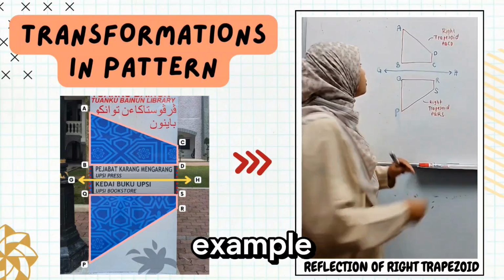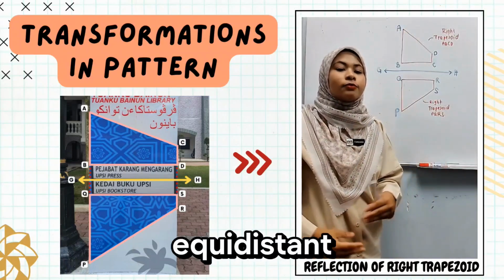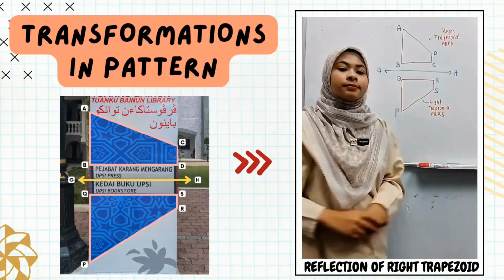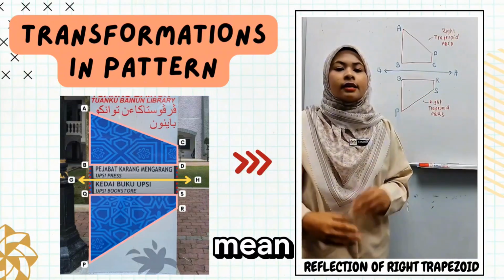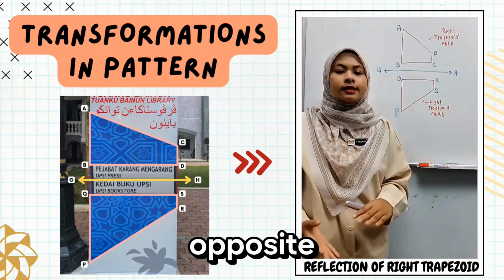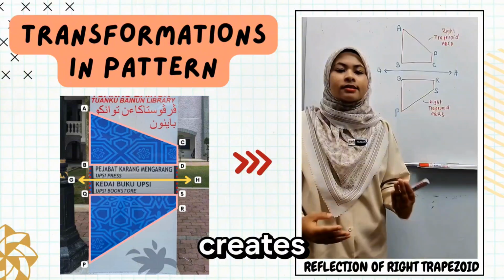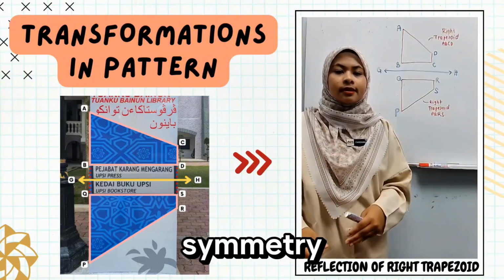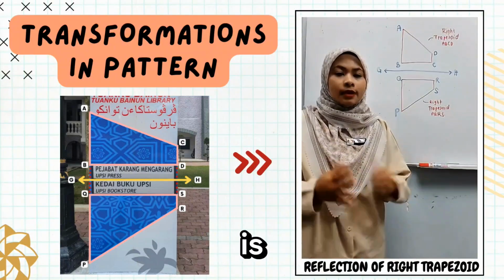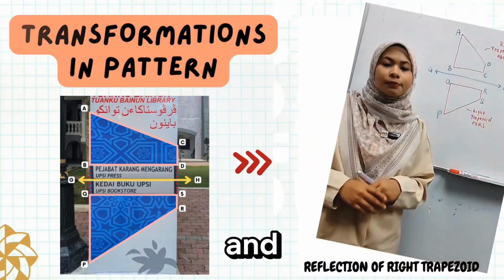For example, point A and point B are equidistant from line GH. This means they are the same distance away but on opposite sides. This kind of reflection creates perfect mirror symmetry where the shape is flipped but still stays the same size and form.